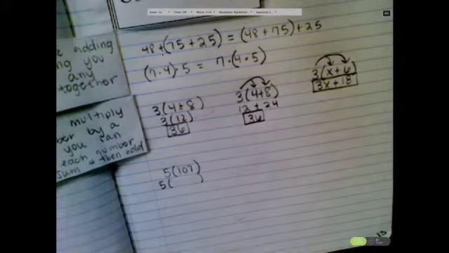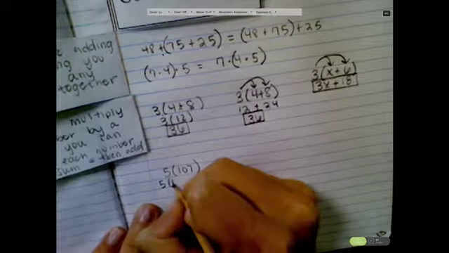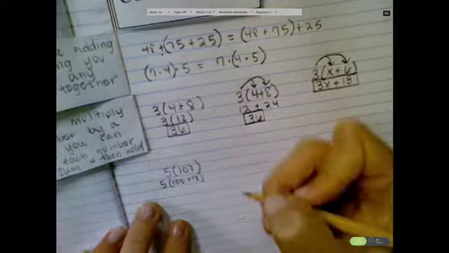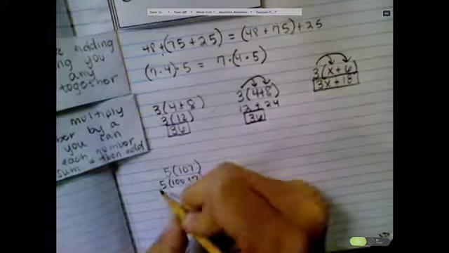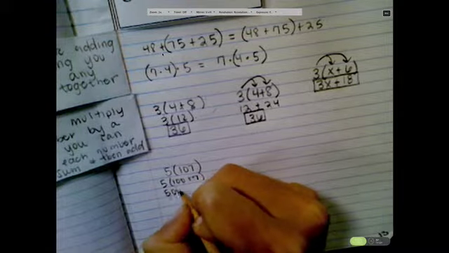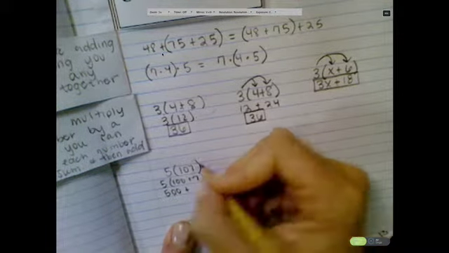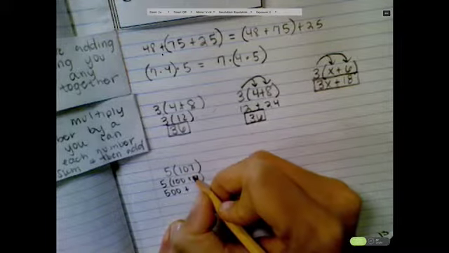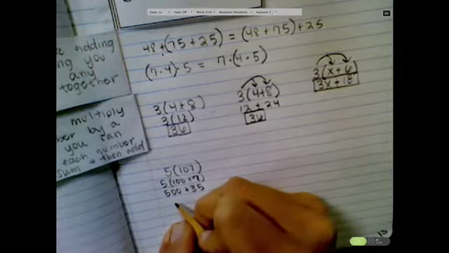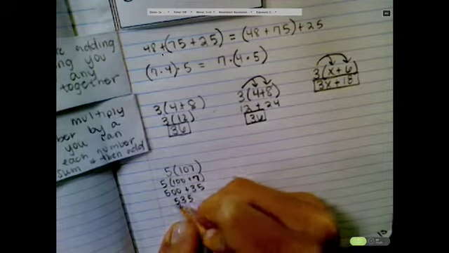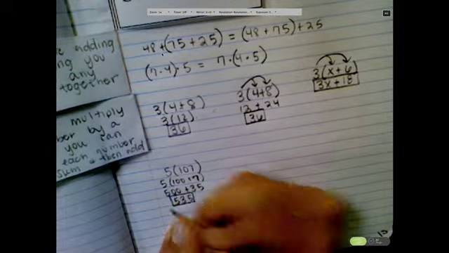Does anyone know how I could break that apart? Good, 100 plus 7. Because multiplying 5 times 100 is easy, that's 500. And then multiplying 5 times 7 is easy, that's 35. Then all I have to do is add 500 and 35, which is 535.